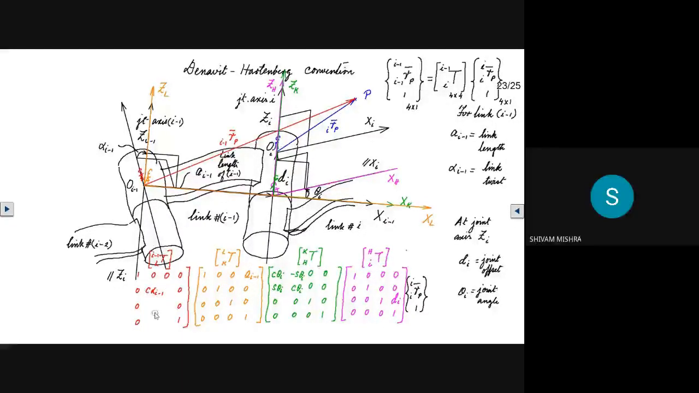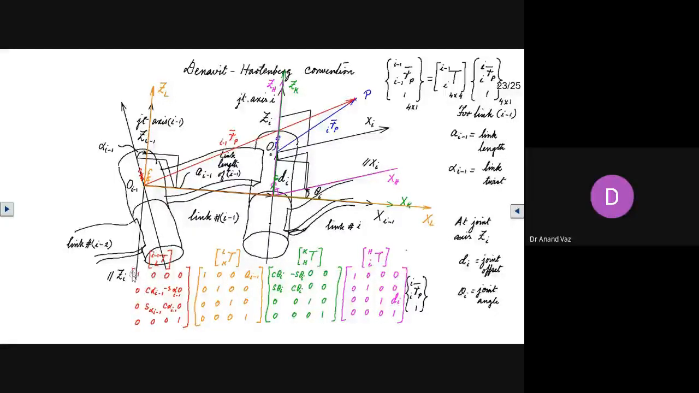Here we will have sine alpha I minus 1, and here we will have 0. Here we'll have minus sine alpha I minus 1. Here we'll have cos alpha I minus 1, and here 0.